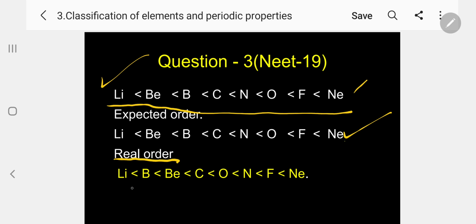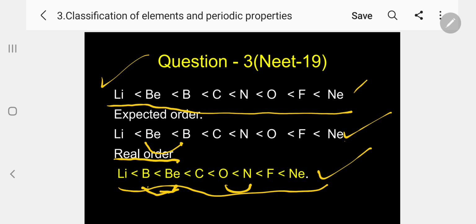Here is the real order. See the change now. Boron and beryllium exchange places, and in the same way oxygen and nitrogen exchange places. So this is the correct answer, and I have to give the reason. If you compare this with your original options, you will get the correct answer. This is based on half-filled and completely filled orbitals, the factor I told you.